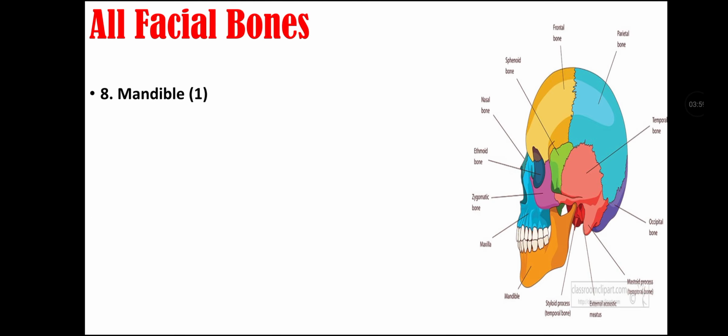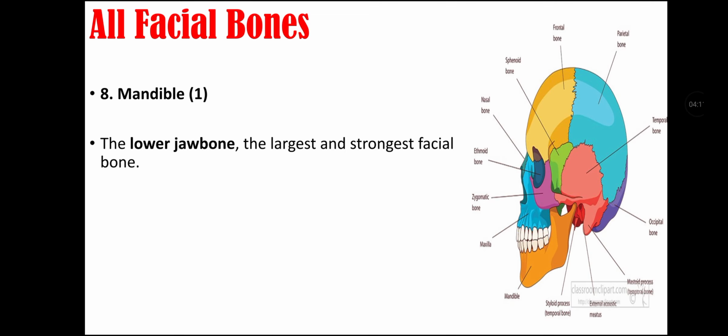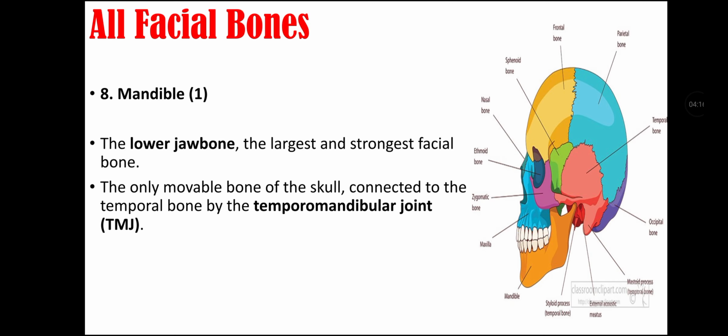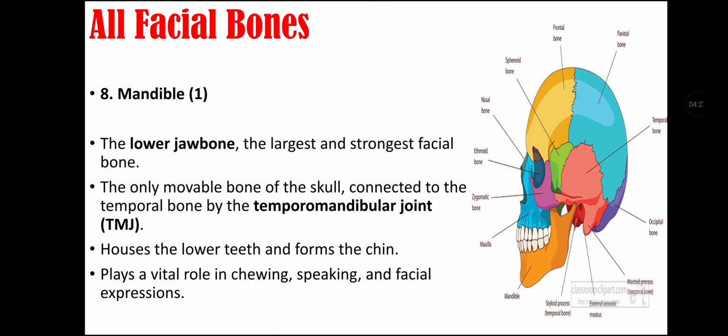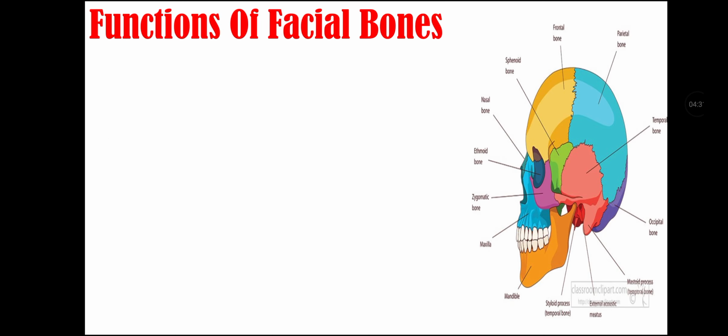Next facial bone is the mandible. You can see in the diagram the orange colored bone at the lower part is the mandible. It is an unpaired bone, that means there will be one mandible in every skull. It is also called the lower jaw bone. It is the largest and strongest facial bone. It is the only movable bone of the skull, connected to the temporal bone by the temporomandibular joint. It houses the lower teeth and forms the chin. It plays a vital role in chewing, speaking, and facial expression.